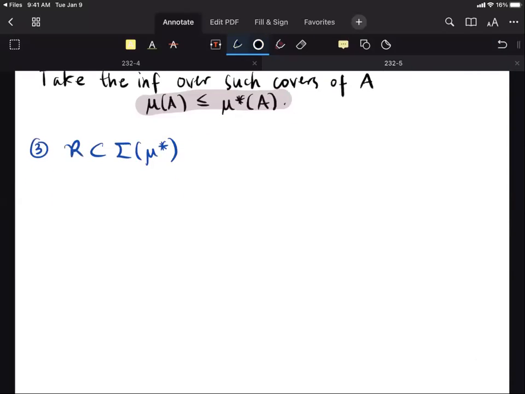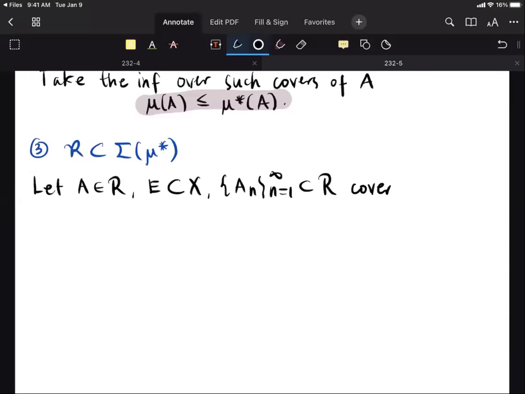So let us take an element of the ring, and we would like to show that this is indeed measurable. Take a test set E, a subset of X, and take a covering, not of A, but in this case, of the test set.